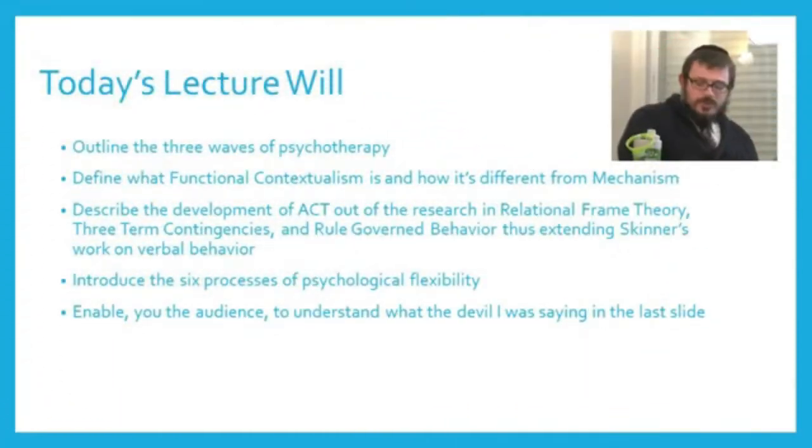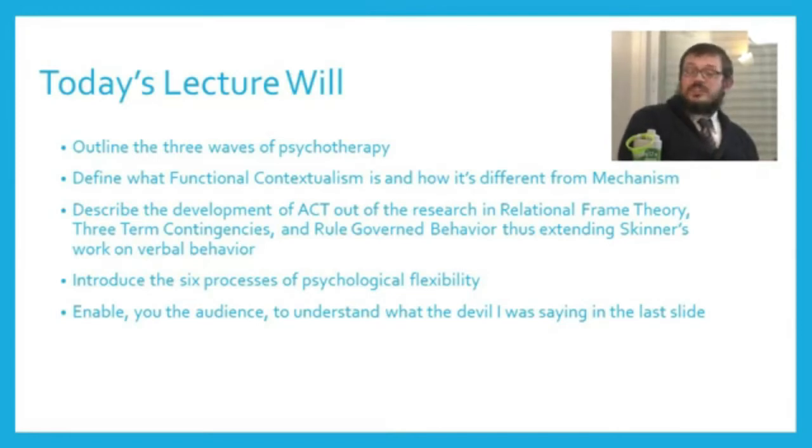So today's lecture, what we're going to be doing is describing, like I said, what these 3 waves of psychotherapy were. How did we get to today? We're going to define what functional contextualism is as a philosophy of science, and how it is different from the philosophy of science that cognitive behavior therapy was coming from, which is a mechanistic philosophy of science. And we're really going to deal with, well, why do we even care? Why is that important when it comes to treatment? Philosophy is interesting and nice, but pragmatically, what do I do with it?